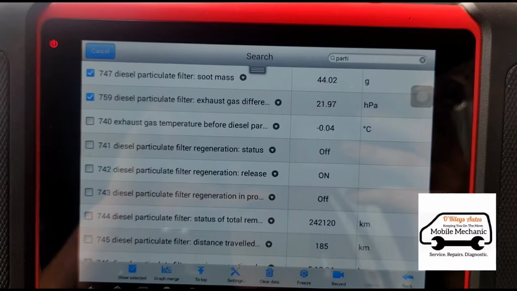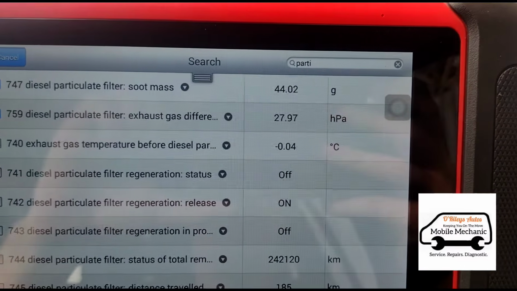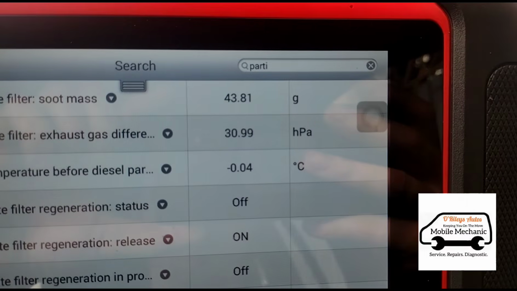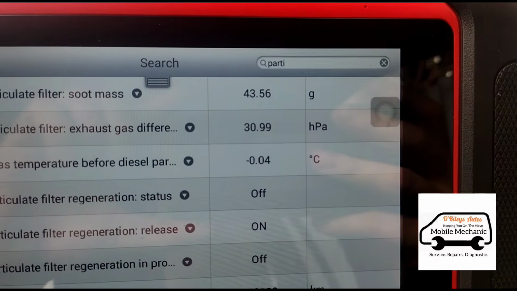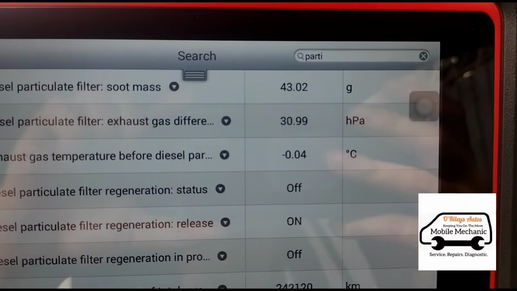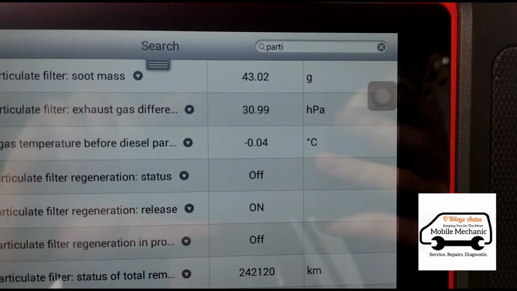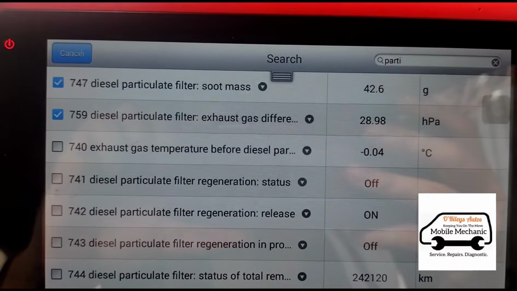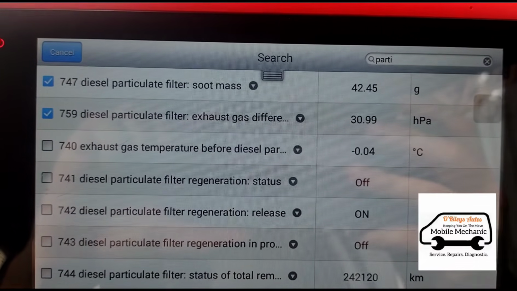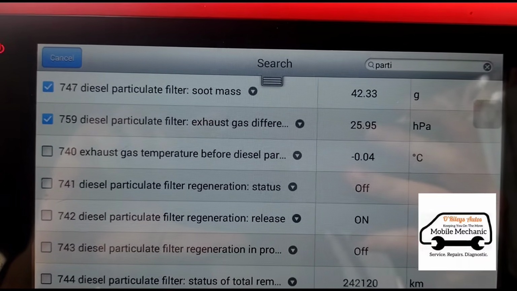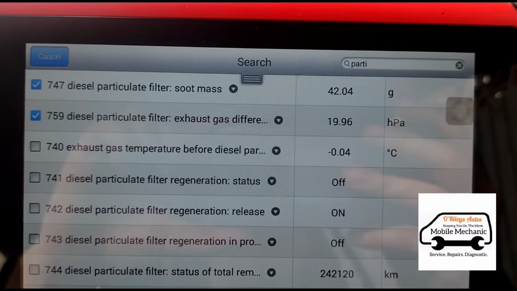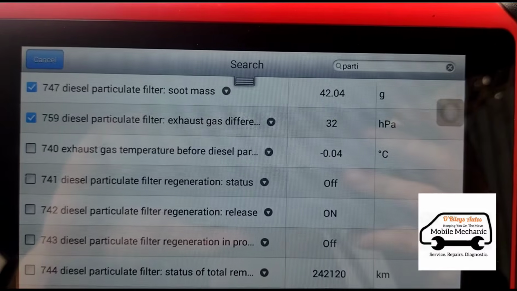You can see now we've got the DPF connected back up properly, but what happens now is that soot mass is at a very high state. So what you'd have to do is accelerate the car or take it for a drive to see if the soot mass would lower. Now on some cars, once that soot mass gets to a certain height, it won't come back down automatically, not without resetting the DPF itself. So let's see if that does decide to go down.